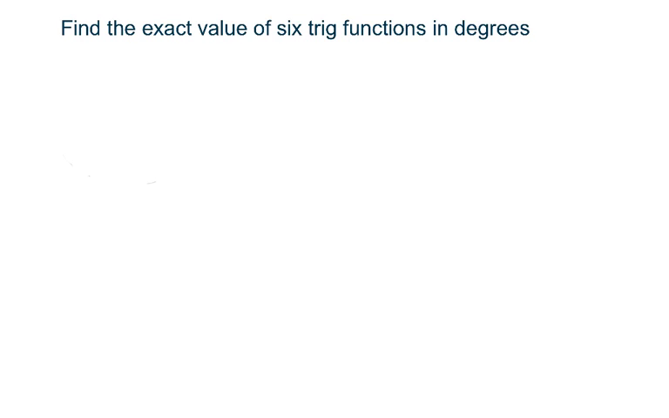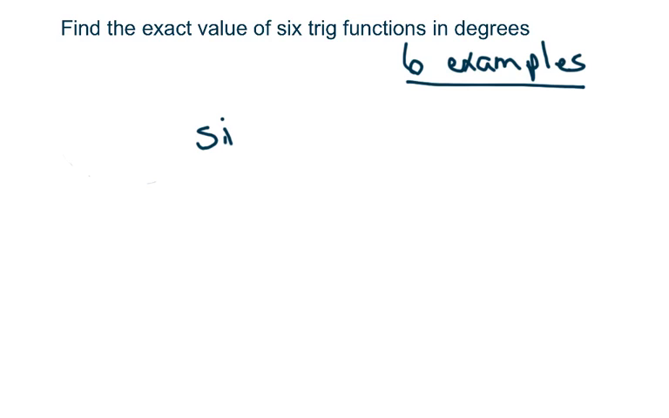Okay, we're going to find the exact value of 6 trigonometric functions in degrees, and we're going to use 6 examples, and you should know your trig ratios. And I'm going to be using the fact that sine of theta equals y over r. Remember, r equals 1. We're going to use the unit circle.